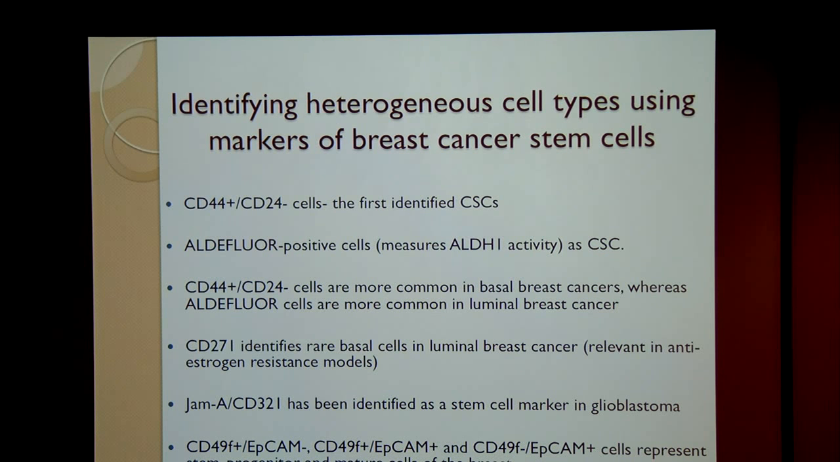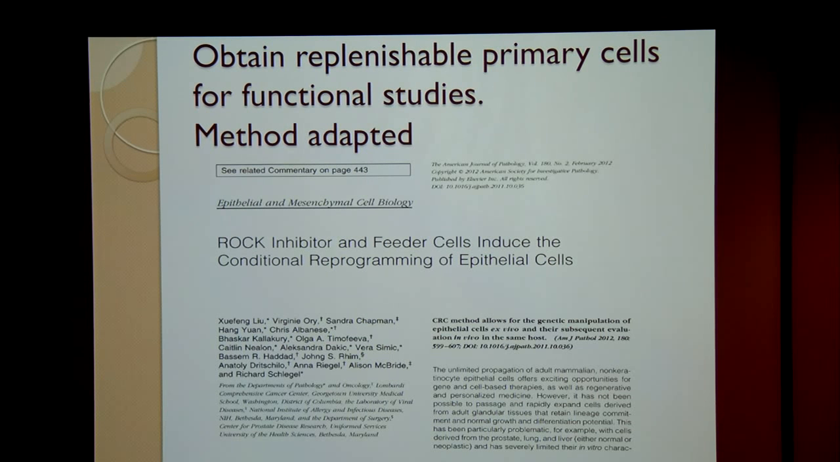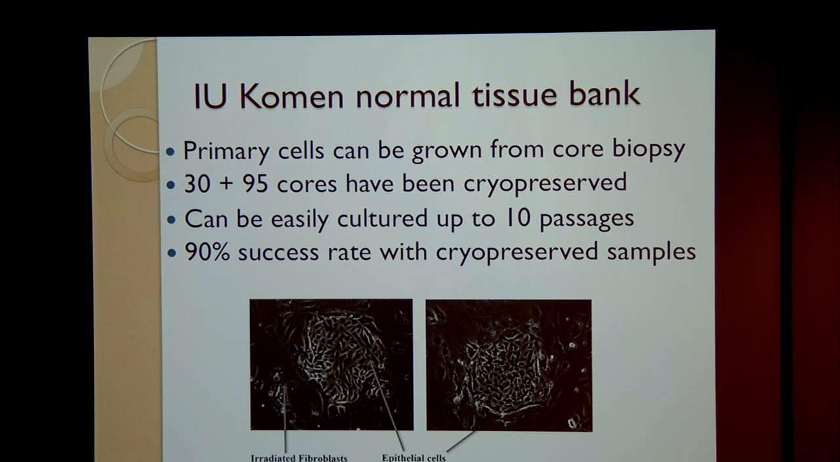So, this is the method which we modified to some extent. It was first published in the American Journal of Pathology, where you use the ROCK inhibitor. We have made some modifications in terms of how much glucose you can use in the media and how you try to avoid DMSO in any of your reagents. With those modifications, we are able to do this. Again, these are primary cells. This has now gone up to more than 1,000. We have 1,000 cores that have been cryopreserved, and you can get the cells to pass up to at least 10 passages without any problem.